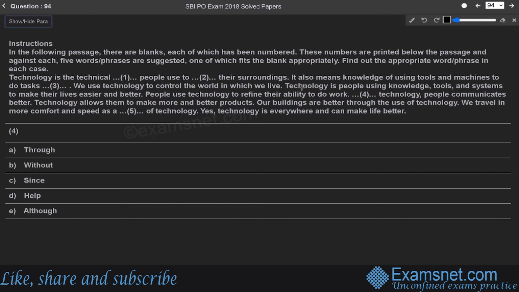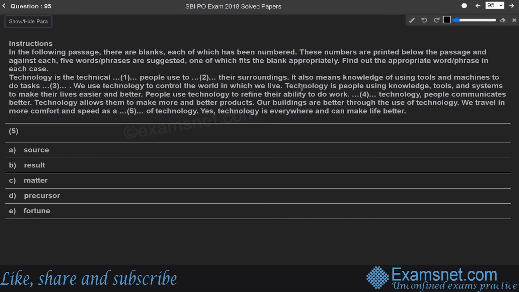Fourth part is people use technology to refine their ability to work. Blank technology, people communicates better. See, with the help of technology, we can communicate better and out of all the given options here, through will suit the fourth part here, which is through technology, people communicates better. So therefore, the correct option will be option number A here.